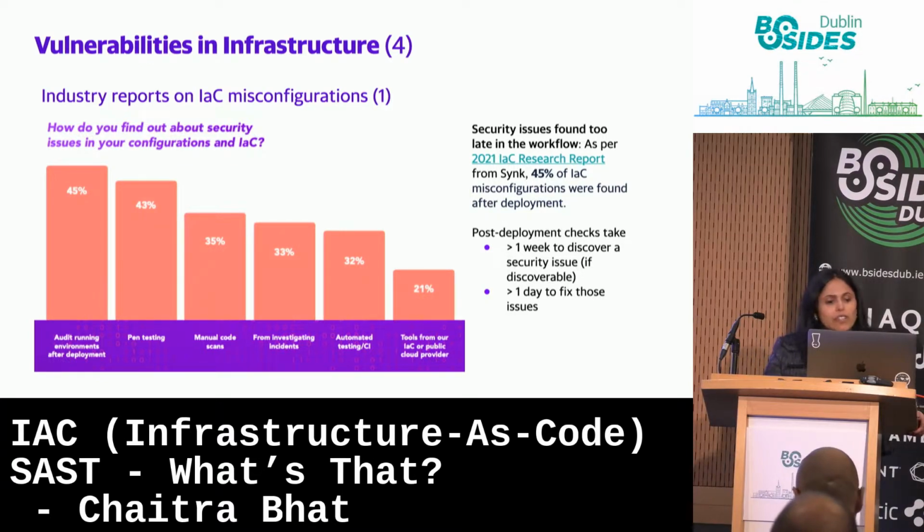In the first report here, from the 2021 IAC Research Report from Snyk, what I want to highlight is that about 45% of the misconfigurations or vulnerabilities in the infrastructure were found after it was deployed. And according to the survey, it took them more than a week to discover a security issue, if that was discoverable, I would say, and more than a week to fix those issues when found. So you can understand how stressful it would be for an engineer. First of all, it's very expensive to go about fixing these, and then very stressful for the engineers who are fixing it.